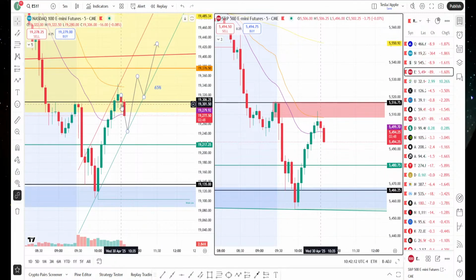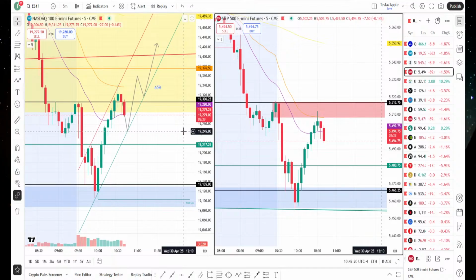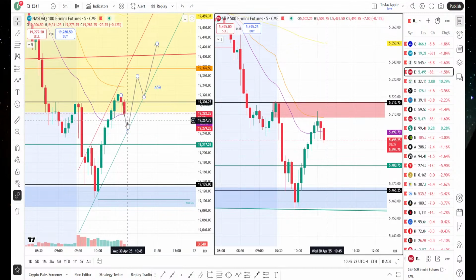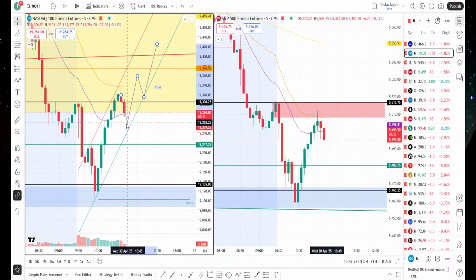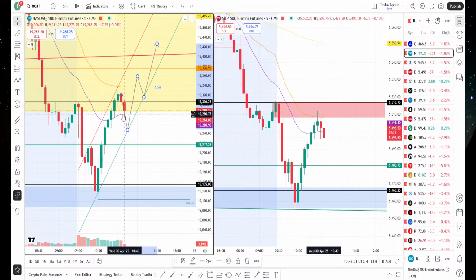Okay, so like I said, you might be able to catch a small short from up here. I would not stay there too long though, because I'm expecting that buyers might even step back in here. You know, price is struggling to get underneath the 21 EMA.